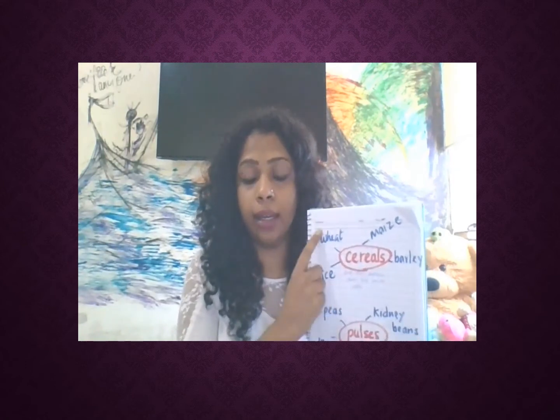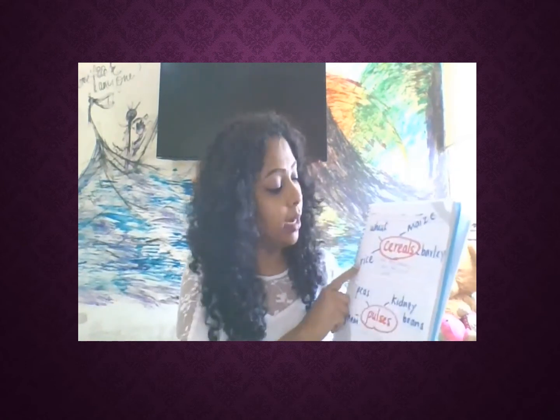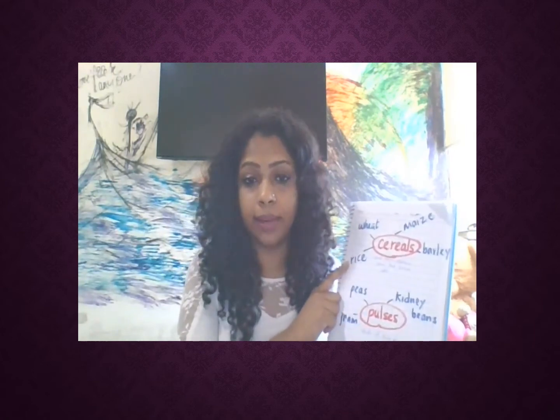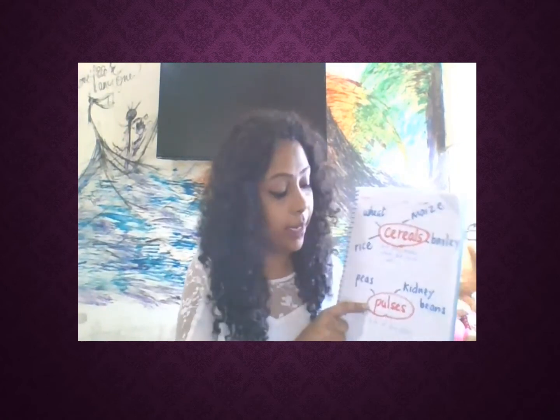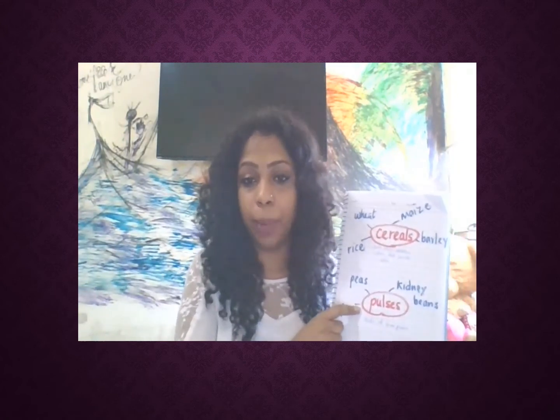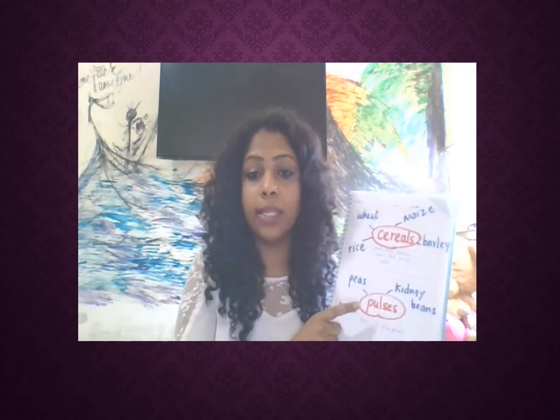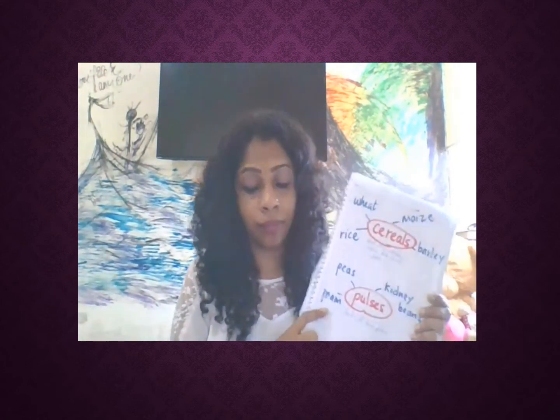So these are grains that you find in plants, right? And we can eat them. So you call them cereals. Okay? And the next one that you will be learning is pulses. Pulses are seeds that you get from a plant like green gram, peas, kidney beans. These are seeds that you get from plants.